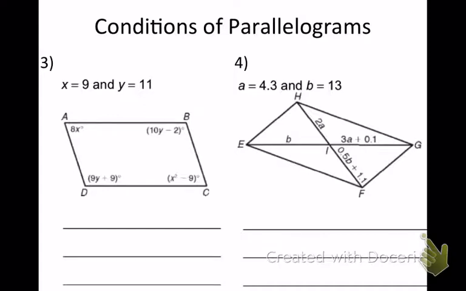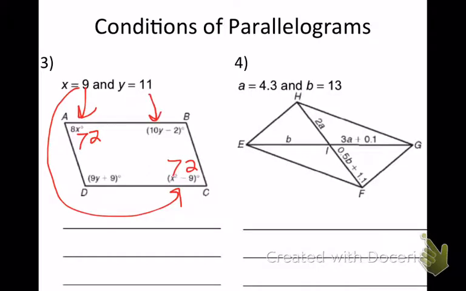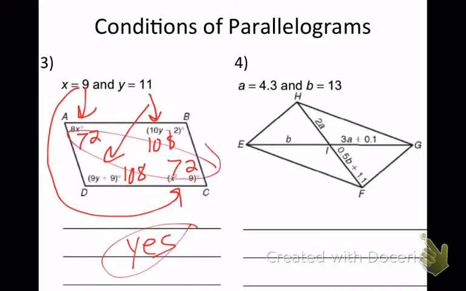Take a couple seconds, try these two on your own. All right, let's walk through number 3 here. I need to take 9 and plug it in here. What's 8 times 9? Spence? Then I take 9 and plug it in for C. 9 squared minus 9 gives me what, Spence? Awesome. Take 11 and plug it in. 10 times 11 minus 2. Blake, what did you get? 108. Then I take 11 and plug it in for D. 9 times 11 plus 9, Blake. Is it a parallelogram? Yes, it's a parallelogram. Opposite angles are congruent. Consecutive angles are supplementary.